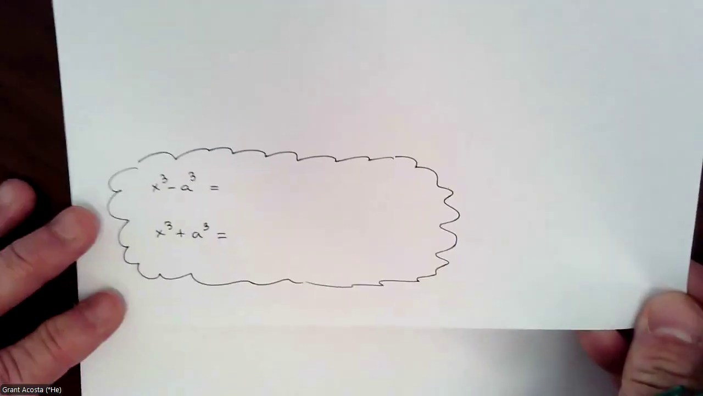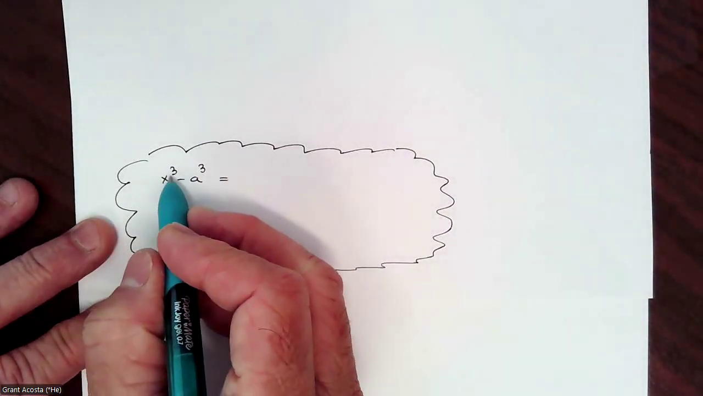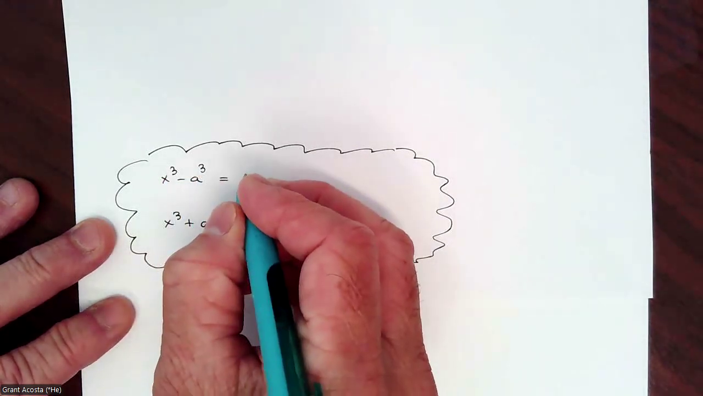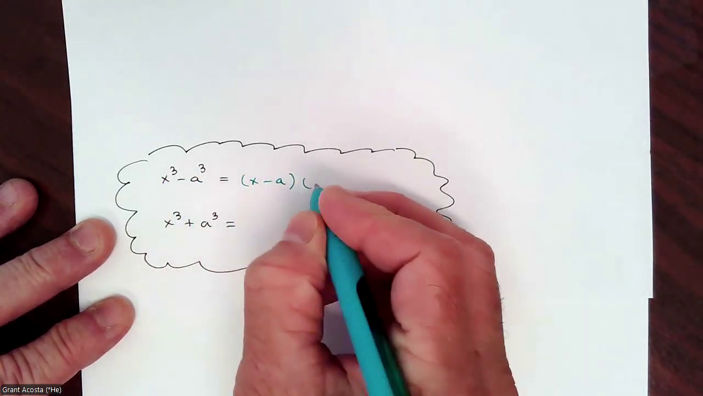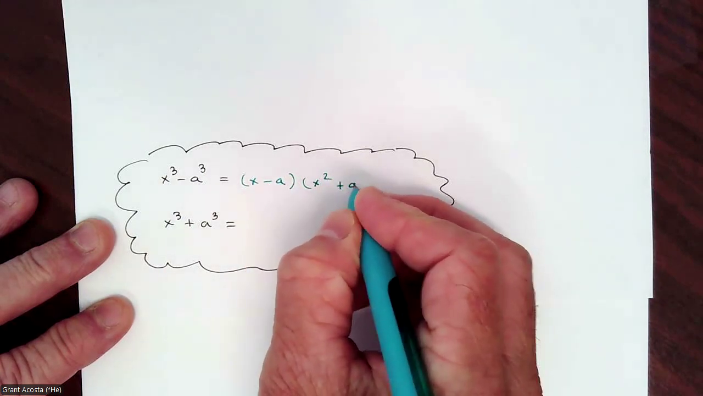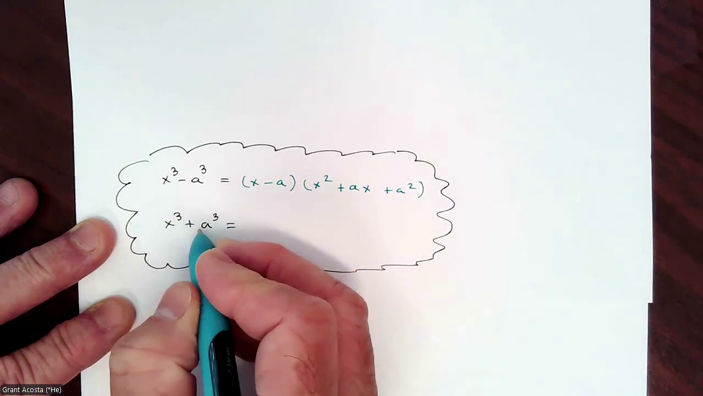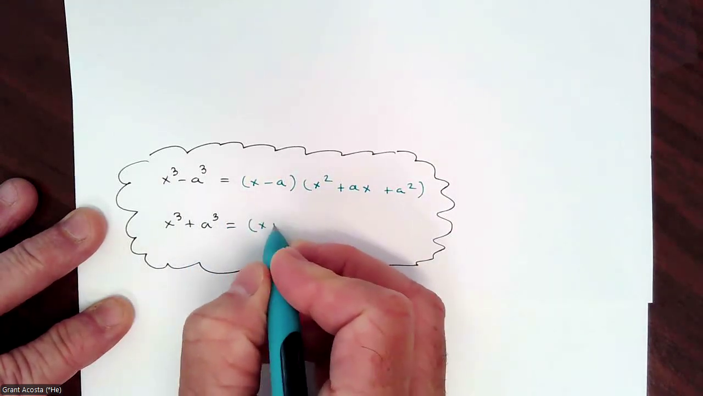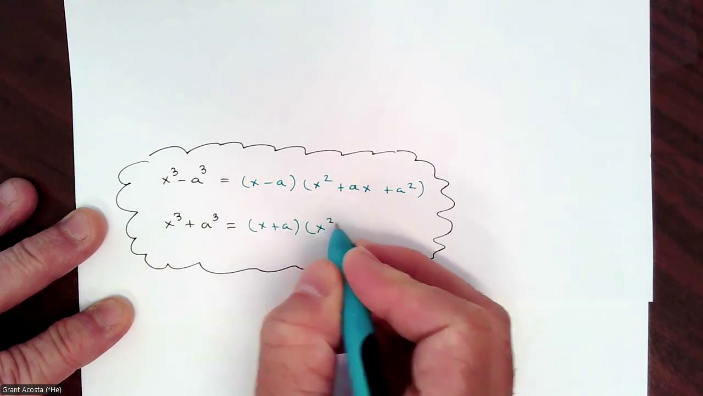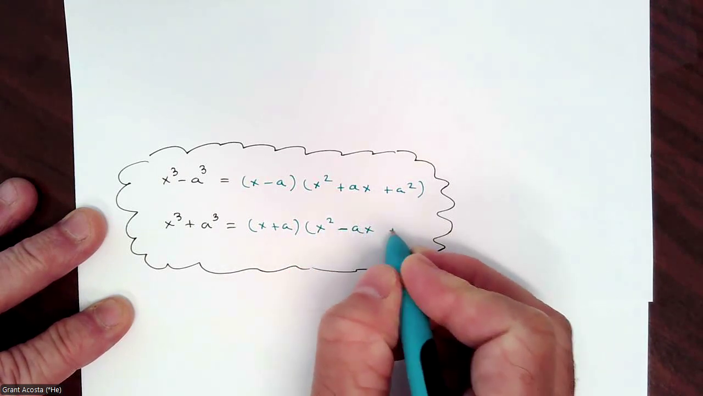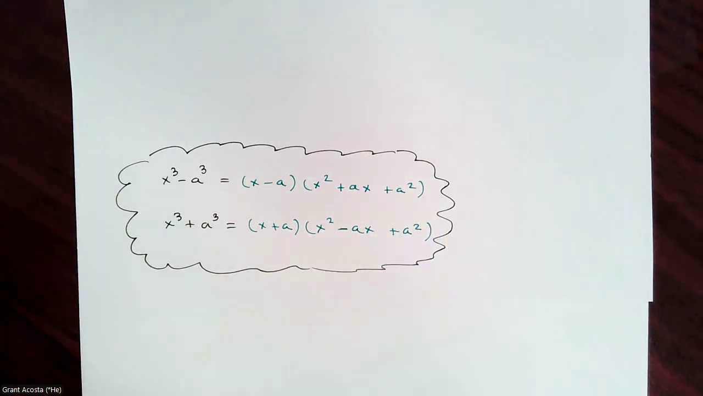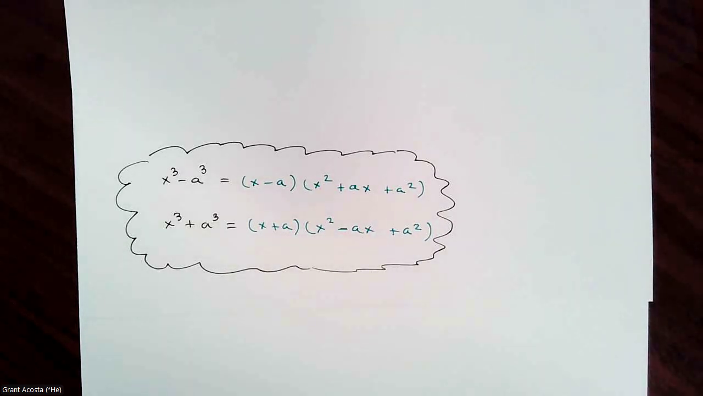Okay, I promised I'd give you, so if you're a formula person, what we're basically saying is x cubed minus a cubed will factor into x minus a times x squared plus ax plus a squared. And x cubed plus a cubed, the sum of cubes, is x plus a times x squared minus ax plus a squared. So if you're good at memorizing things, by all means, but I'm hoping to give you a way, if your memory fails you, you can still figure out how it factors.